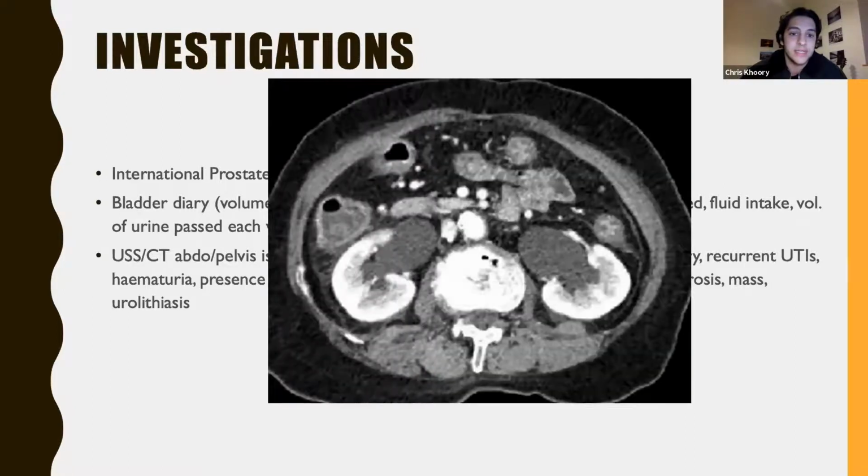So here on the CT scan, we can see that the renal pelvis on the left and the right hand side are very dilated, in keeping with bilateral hydronephrosis. And that will be due to an enlarged prostate causing back pressure going up to the kidneys.